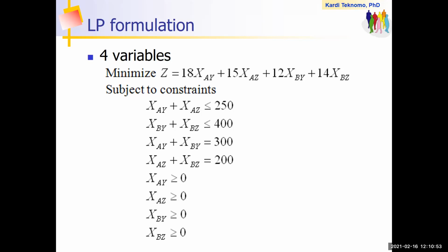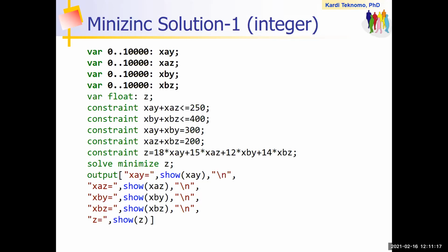Can you create this formulation on your own? You need to find the objective function and the constraint. Can you do it? Yes. Any question about that? I don't think so. Okay, very good. So then let's go. If you use Minisync, you can just copy and paste and do it.